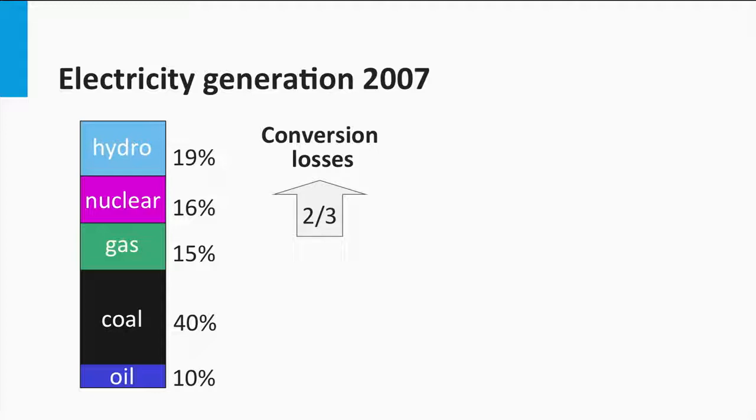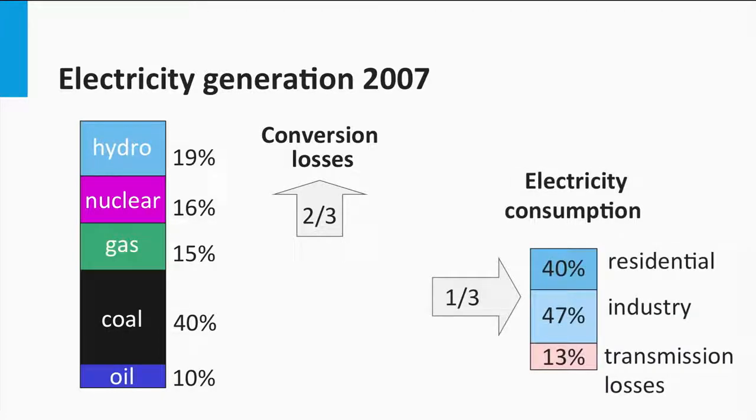In the conversion from chemical and nuclear energy to electricity, 2/3 of the energy is lost. 1/3 ends up in the form of electricity. 40% of the electric energy is used for residential purposes and 47% is used by industry. 13% is lost in transmission. As you can see, in 2007, transport did not play a significant role in the electricity consumption. However, it is expected that transport-related electricity consumption will increase in the coming decades as well.